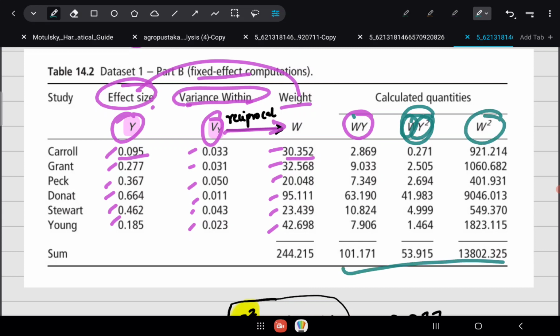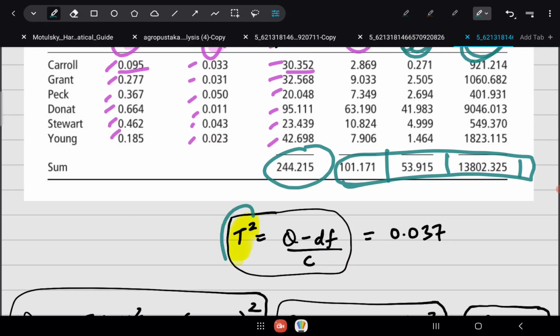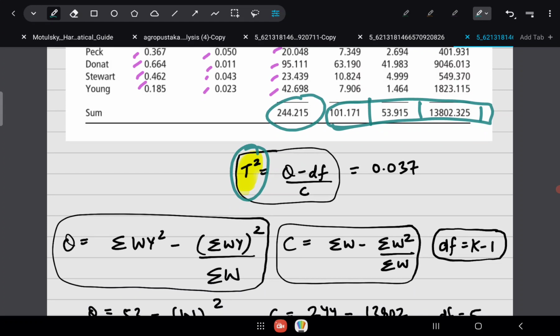Once we have this information, you also need the summation of all these indices: the summation of W, summation of WY, summation of WY square, and summation of W square. Once you have this information, you can now compute the between study variance. So we'll use that same formula that I told you.